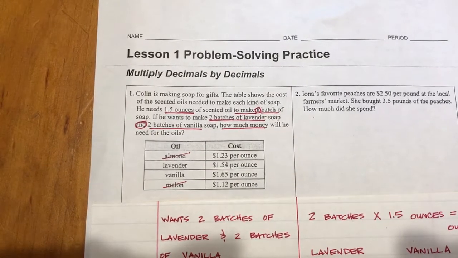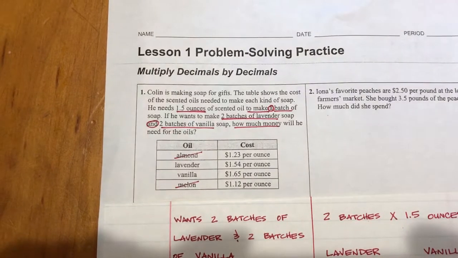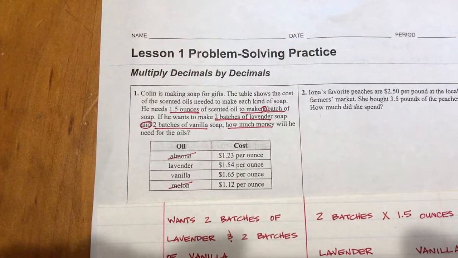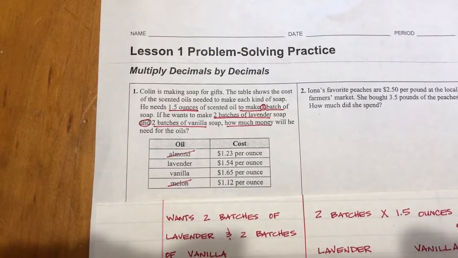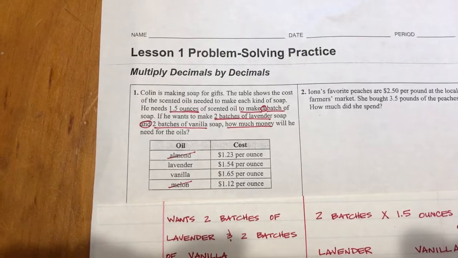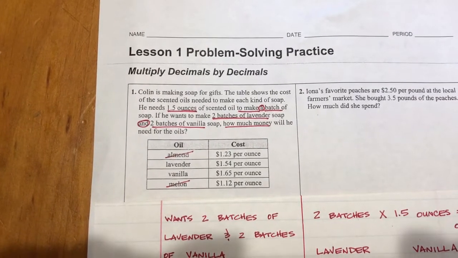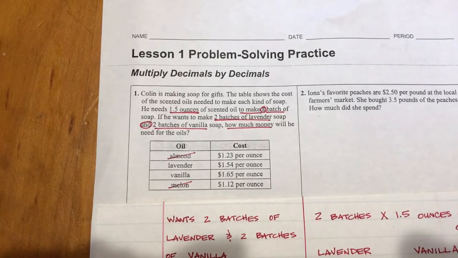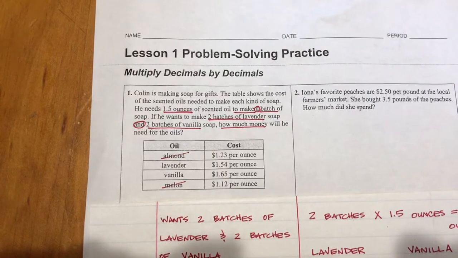I'm going to talk about one of these problem solving situations. Number one here says Colin is making soap for gifts. The table shows the cost of the scented oils he needs to make each kind of soap. He needs 1.5 ounces of scented oil to make a batch of soap. If he wants to make 2 batches of lavender soap and 2 batches of vanilla soap, how much money will he need for the oils?